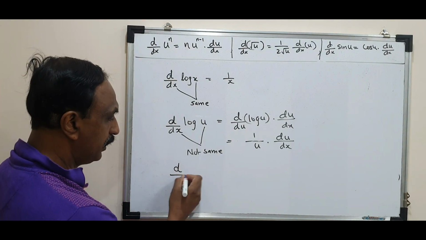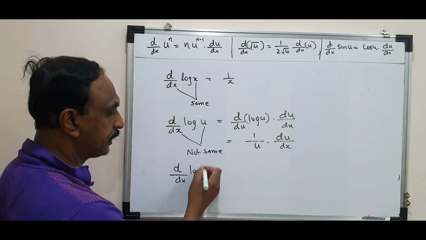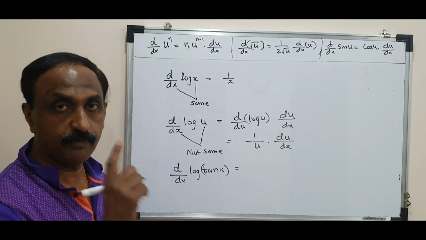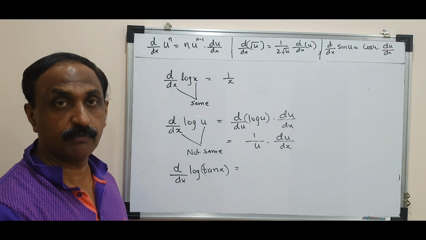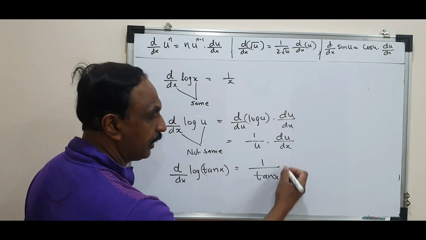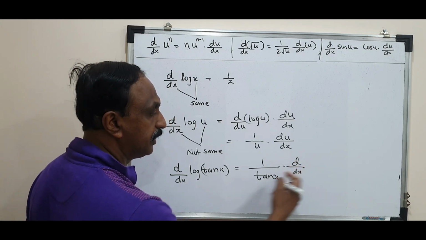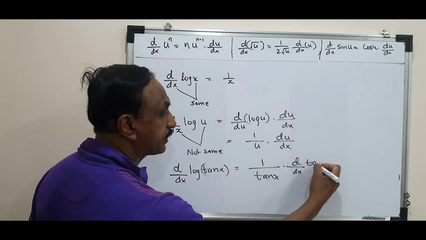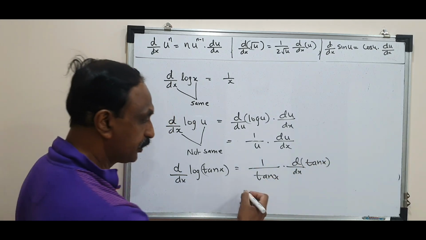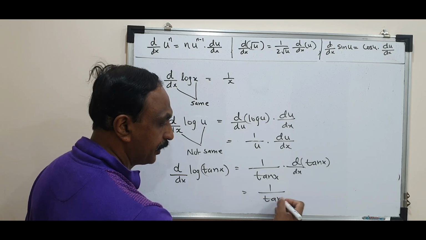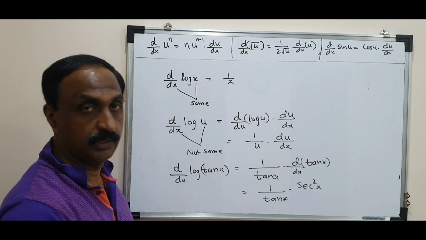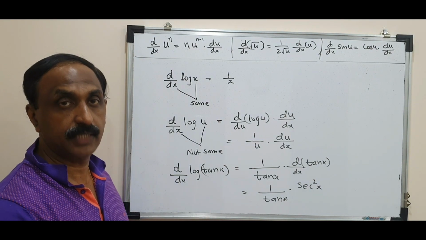Let's have a look at it. The derivative of log, let's say, tan x. The derivative of log x is 1 by x, so the derivative of log tan x will be 1 by tan x into the derivative of what? The derivative of whatever you write in the denominator, tan x itself. Whatever comes in the denominator, its derivative again. So 1 by tan x, and the derivative of tan x is sec square x. So the answer is sec square x divided by tan x.